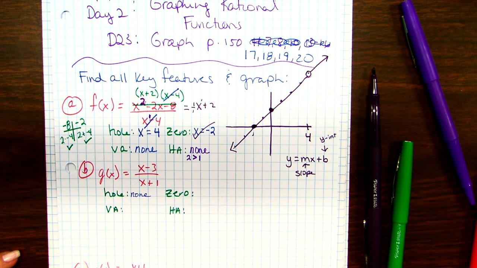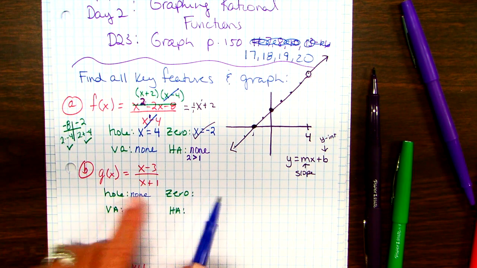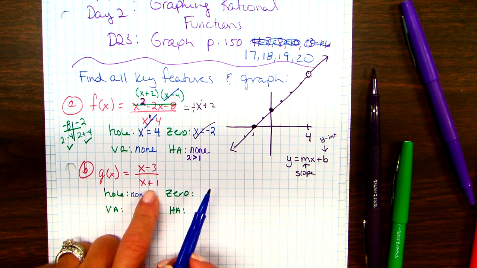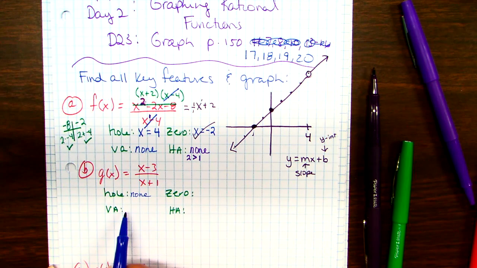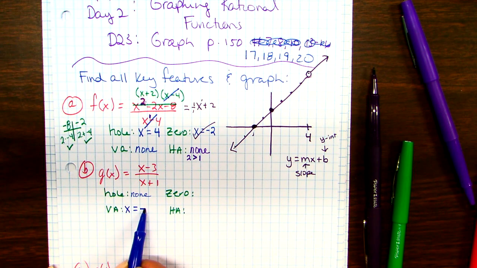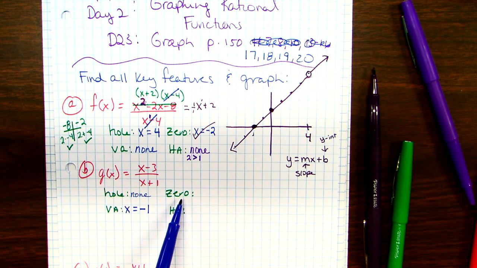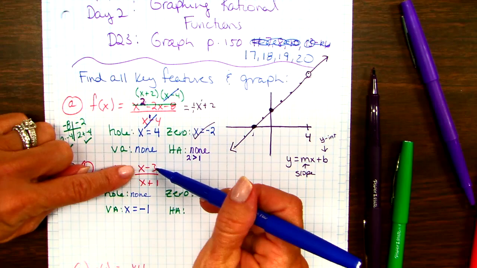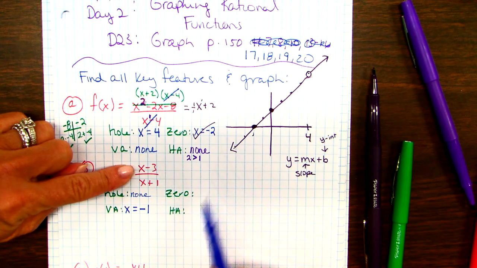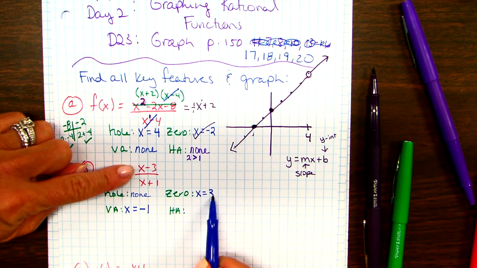The vertical asymptote is any factor left in the denominator that didn't get canceled, right? We have x plus 1. We didn't do anything to it. It's still there. Set it equal to 0 and solve it. We have a vertical asymptote at -1. Your 0 is anything left in your numerator. Well, we didn't cancel anything, so there's clearly something left in the numerator. Set that equal to 0, and we get 3.